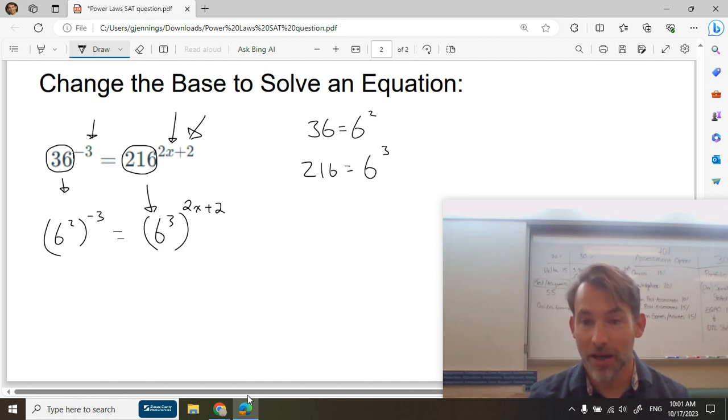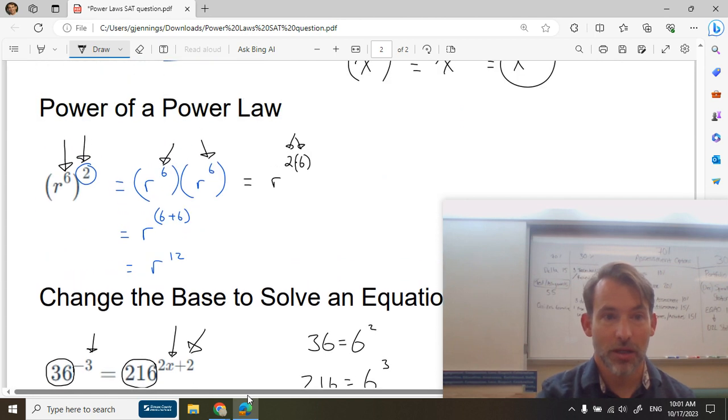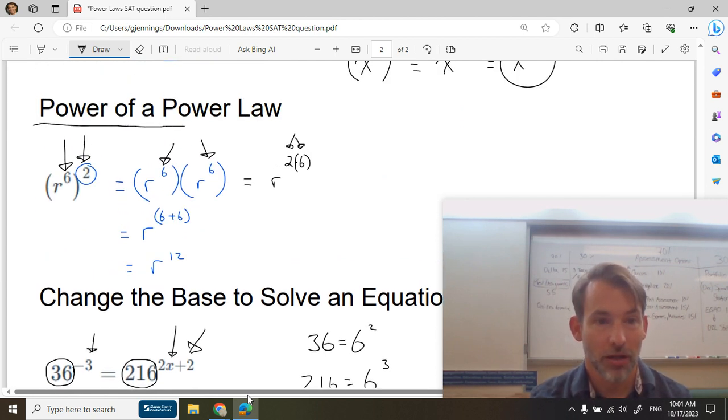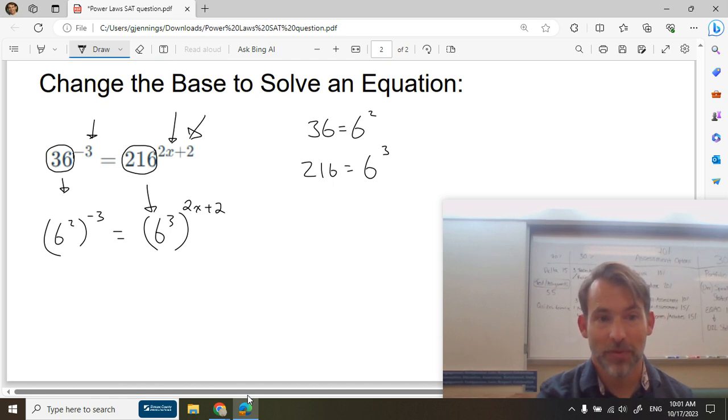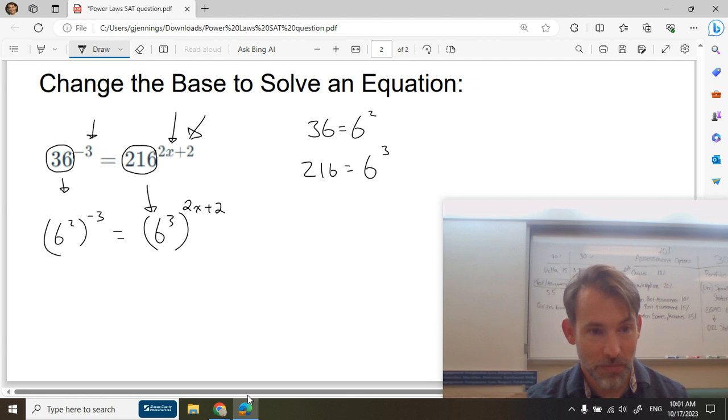All right. Now I am going to use the power of a power law to simplify the exponent on both sides. So here I have 6 to the 2 to the minus 3, so I multiply those. So 2 multiplied by minus 3 is going to give me negative 6. So that's my final power of 6 on that side. So this is 6 to the negative 6.